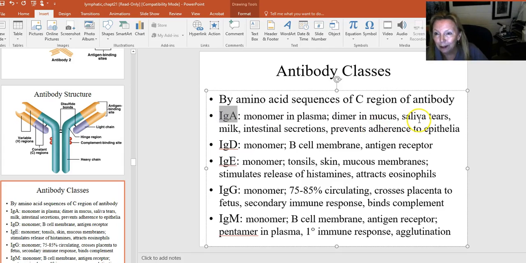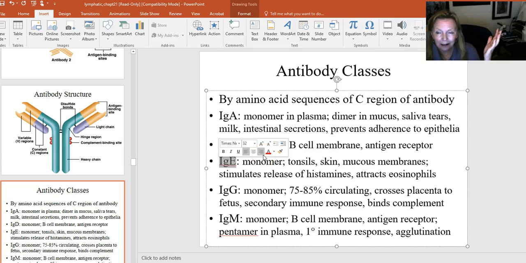IgA is going to be found in saliva, tears, breast milk, intestinal secretions. This is a class that is going to be found in those different types of serous fluid secretions. IgE is a type of antibody that we see go up in allergies. If somebody's having allergic reactions, hypersensitivity reactions, where they're secreting histamines, it's going to be a titer of IgE.